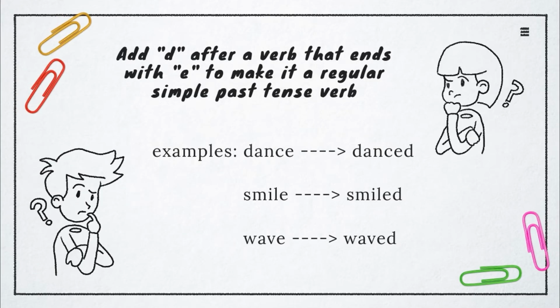For verbs that end with the vowel E, just simply add a D after it to make it into a regular simple past tense verb. So here are some examples. Dance becomes danced. Just put a D after the word. Smile becomes smiled with a D. Wave becomes waved with a D at the end.